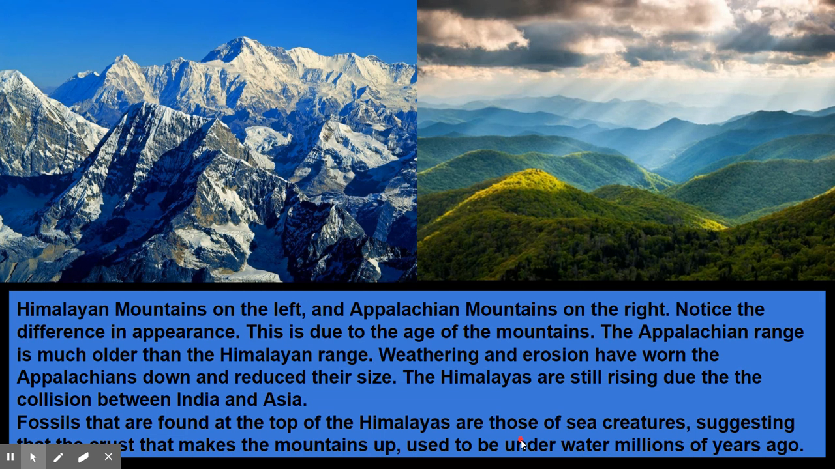So when we talk about looking at those two mountain ranges and compare them, the one on the left is the Himalayas, and the one on the right is the Appalachians. And you can tell right away that the Appalachian Mountains on the right are much lower and smoother than the jagged peaks of the Himalayas.